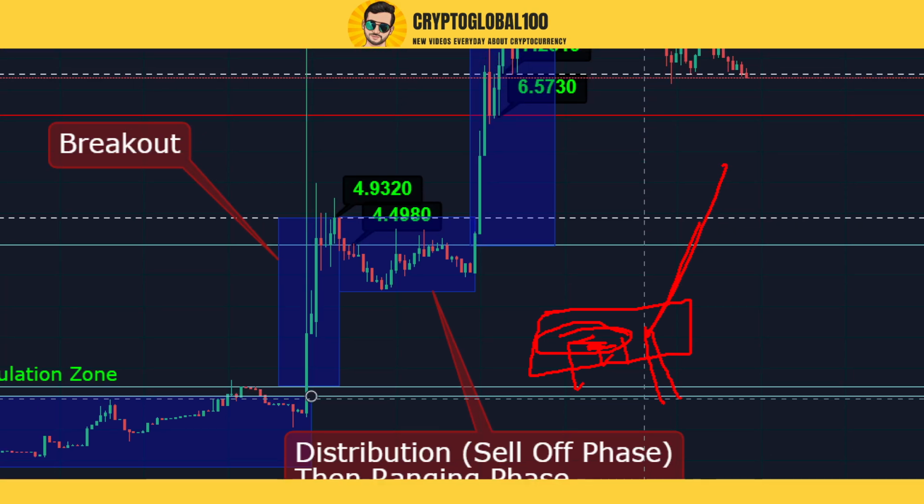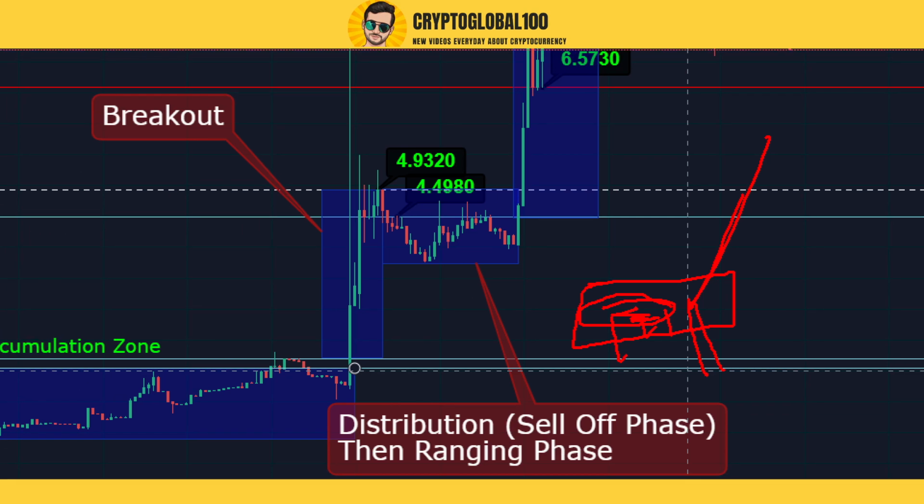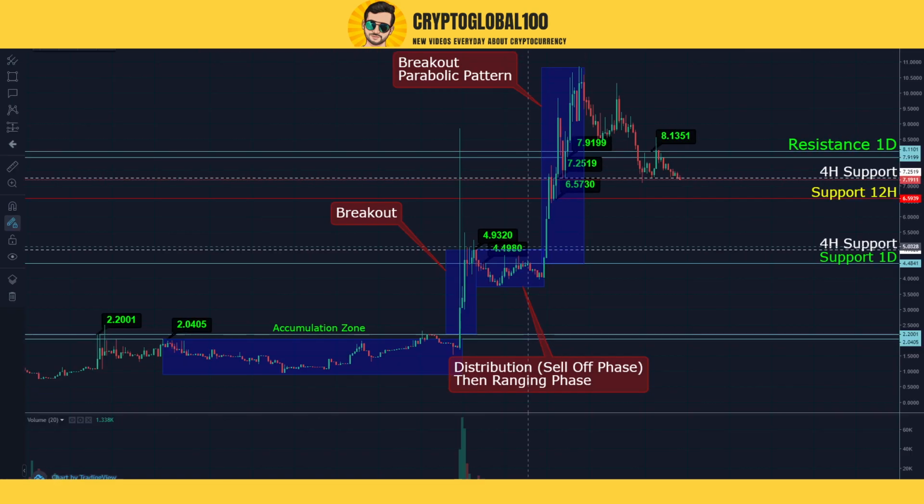You can see here there were more green candles as compared to the selling volume, so there was momentum built up here. So this was phase 3. Now let's head over to phase 4.